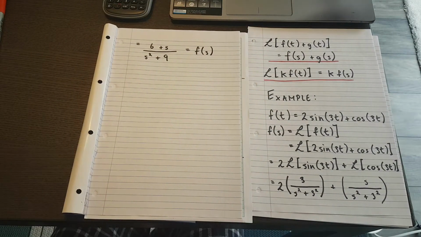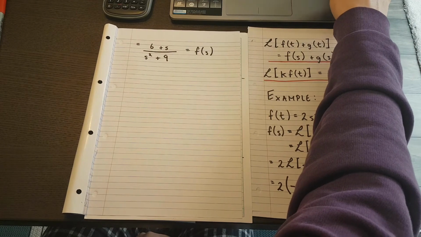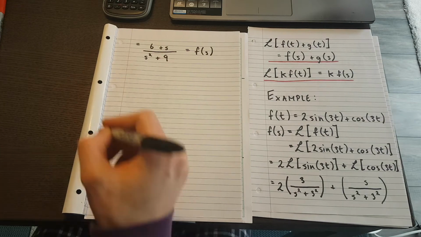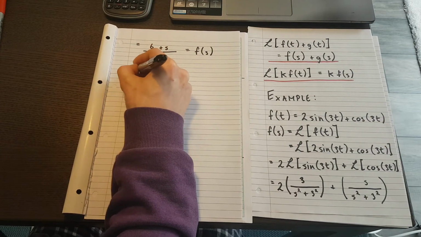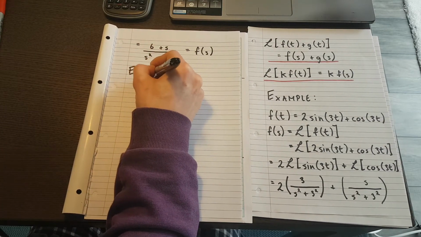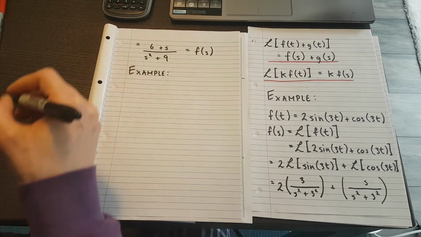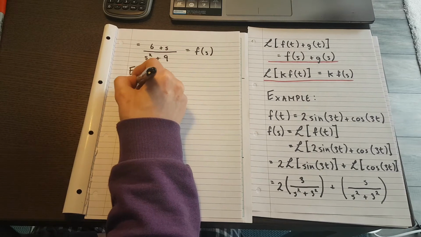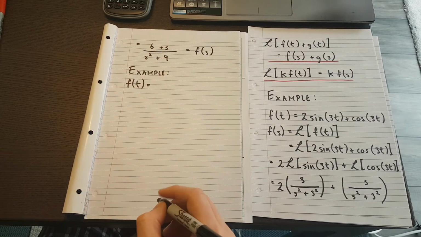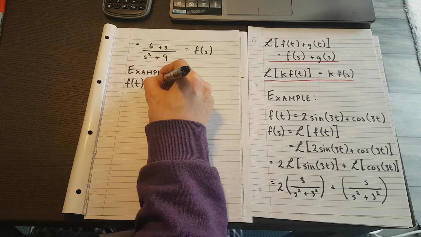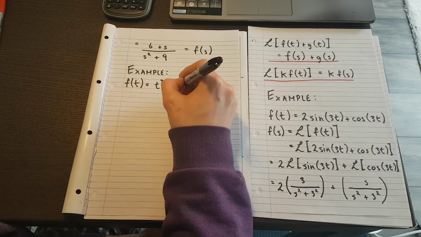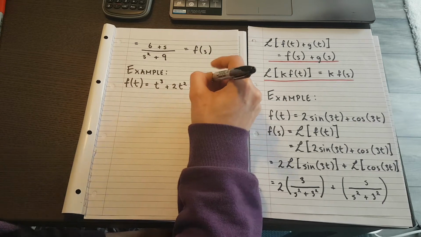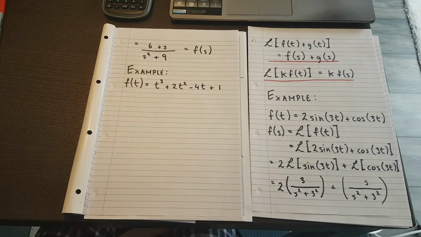Like that. Okay. There's another one here which is a little bit more complicated, but it's fairly straightforward as well. It just uses a slightly different function. Okay, so we have f of t here, and this time we have t cubed plus 2 times t squared minus 4 times t plus the 1.